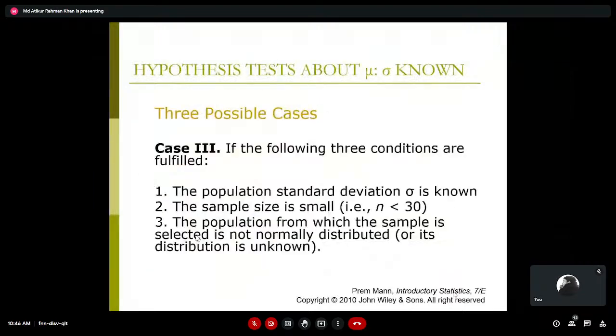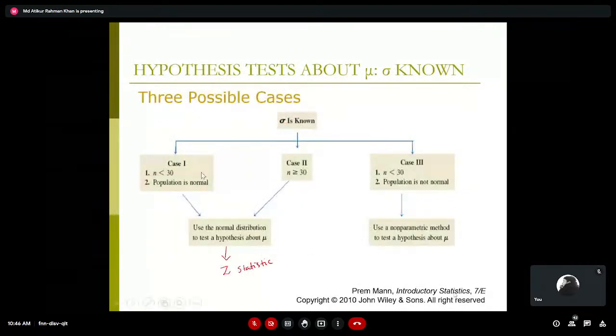If sigma is known, we have case 1, case 2, case 3. If sigma is unknown, we'll have the same case 1, same case 2, same case 3. The only difference is we use the T distribution to test the hypothesis. Case 3 is the same, we use the non-parametric method. Is it not clear? Just the same thing. Same criteria, same evaluation.